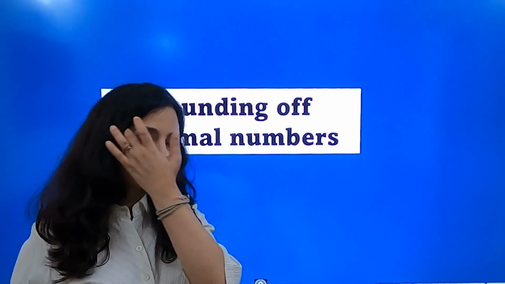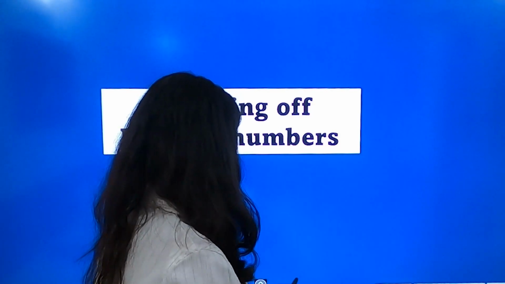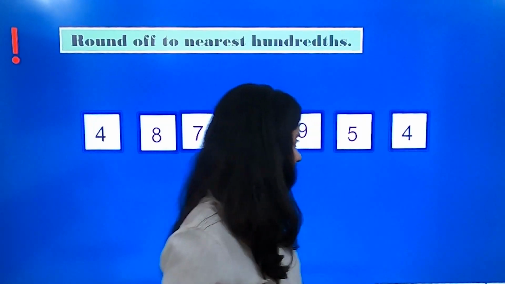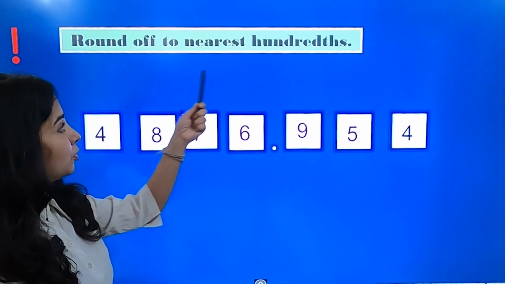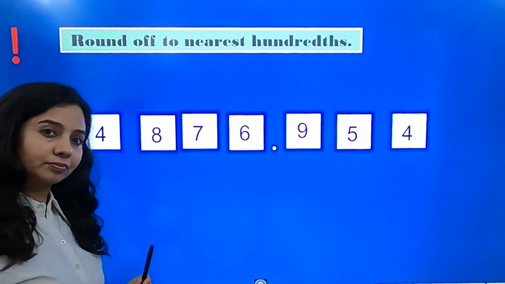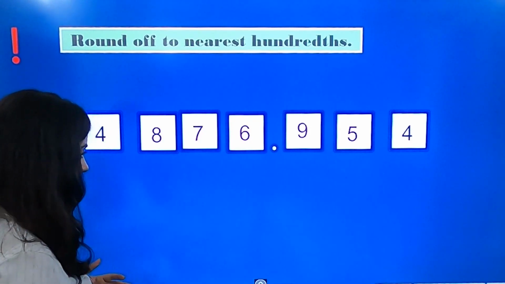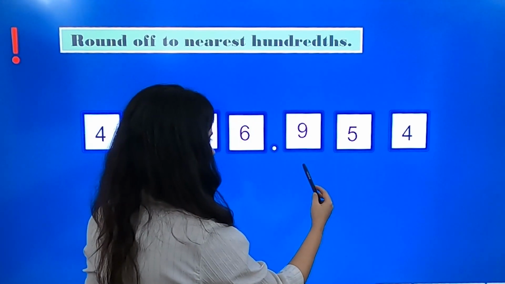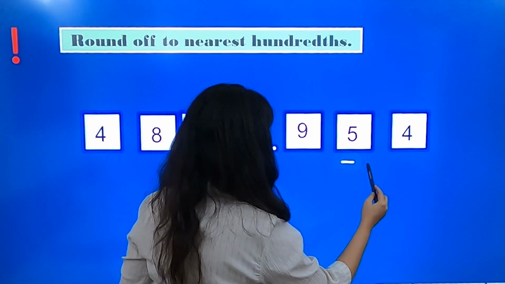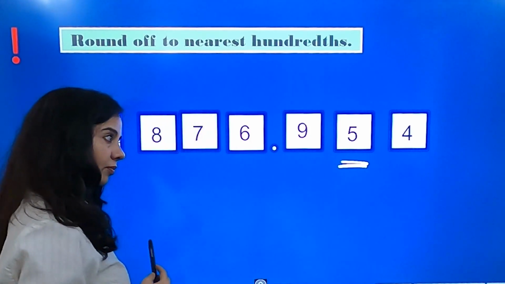Now we know how to round off the numbers. So the same principle applies for the decimal values also. So shall we try? Round off to nearest hundredths, right? So which is the hundredths place value? This is the tenths and this is the hundredths, right?